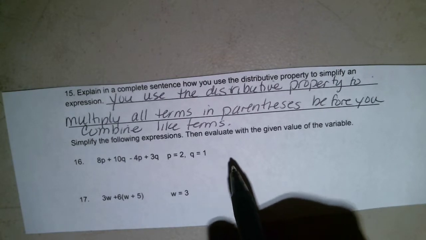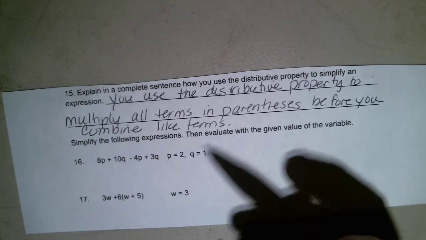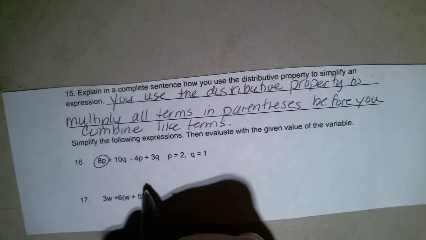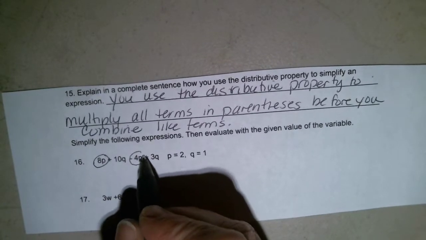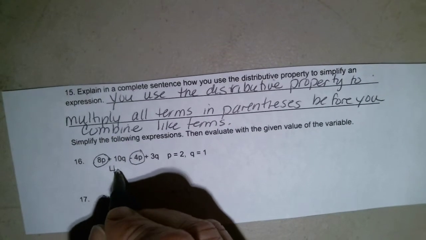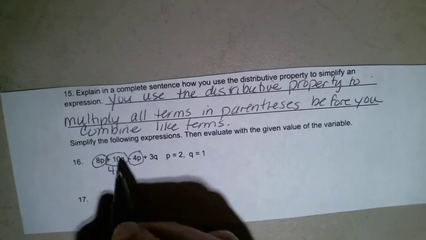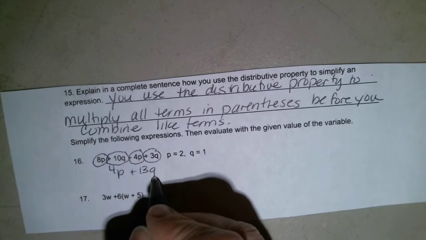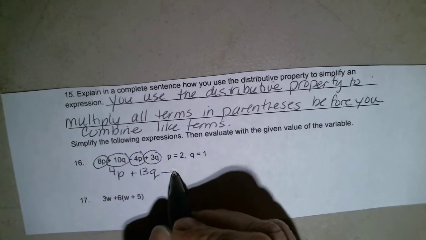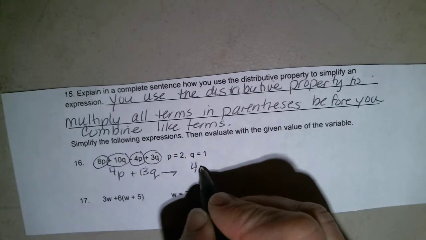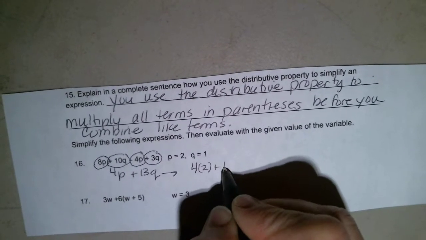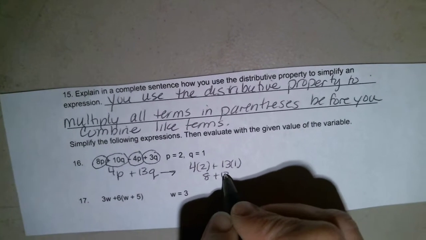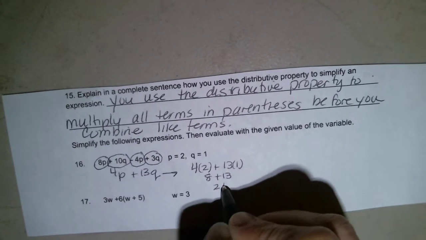Simplify the following expressions, then evaluate with the given value of the variable. 8p plus or minus 4p gives us 4p. 10q plus 3q gives us 13q. When we substitute in, we have 4 times 2 plus 13 times 1, which gives us 8 plus 13, which gives us 21.